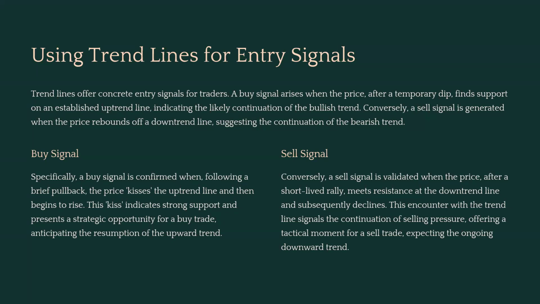Conversely, a sell signal is validated when the price, after a short-lived rally, meets resistance at the downtrend line and subsequently declines. This encounter with the trend line signals a continuation of selling pressure, offering a tactical moment for sell trades, expecting the ongoing downward trend.